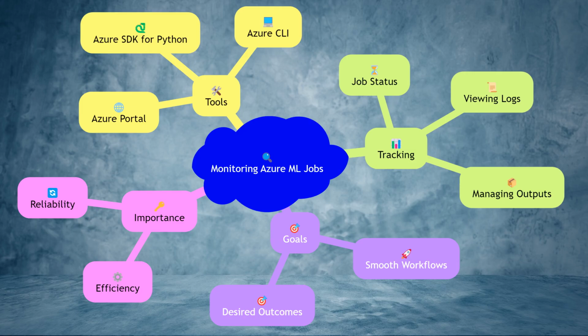Once an Azure ML job is triggered, it's important to monitor its progress and manage its lifecycle. Azure ML provides tools for tracking job status, viewing logs, and managing job outputs. You can use the Azure Portal, Azure CLI, or Azure SDK for Python to monitor and manage your jobs. By keeping track of job performance and results, you can ensure that your machine learning workflows run smoothly and produce the desired outcomes. Effective monitoring and management are key to maintaining the reliability and efficiency of your machine learning processes.